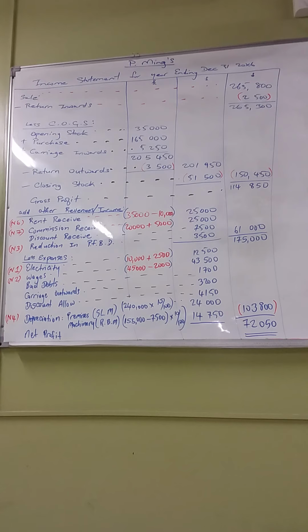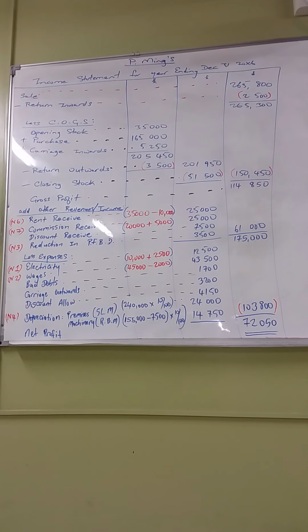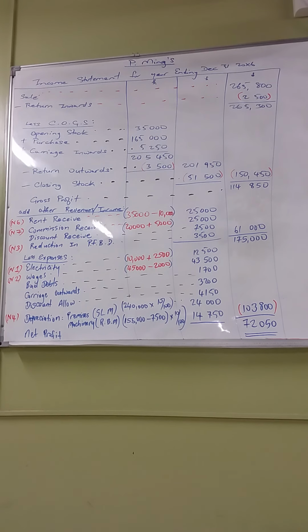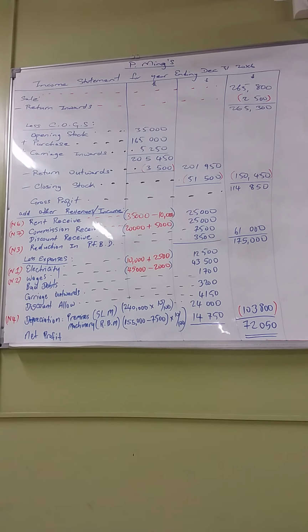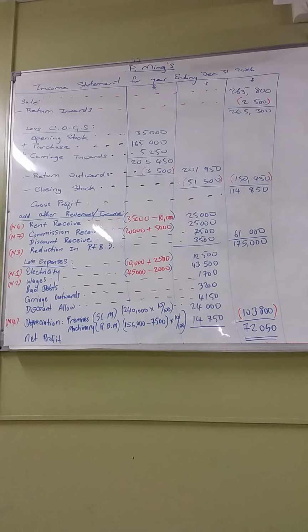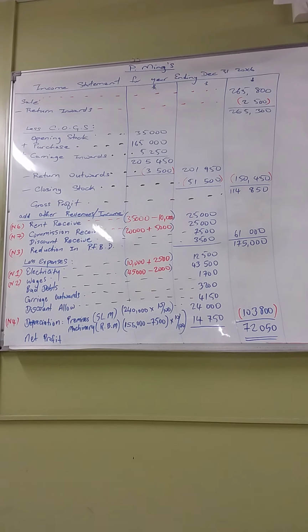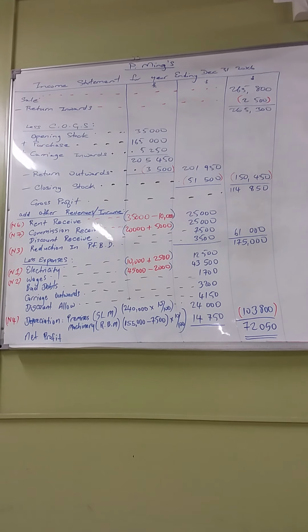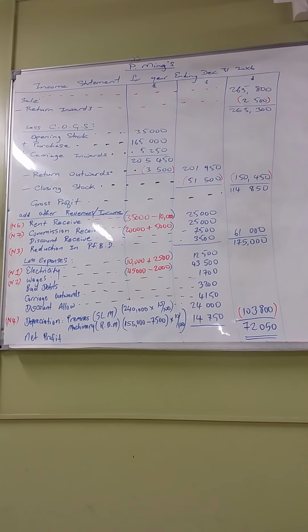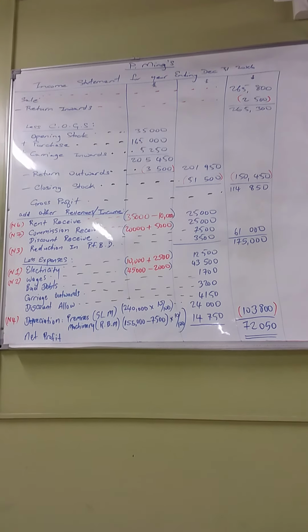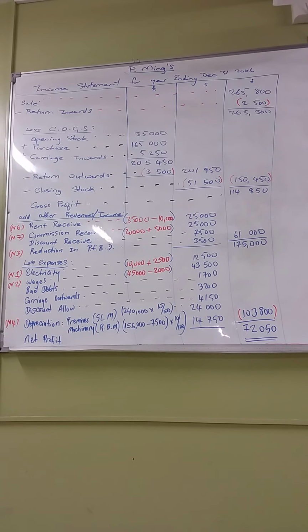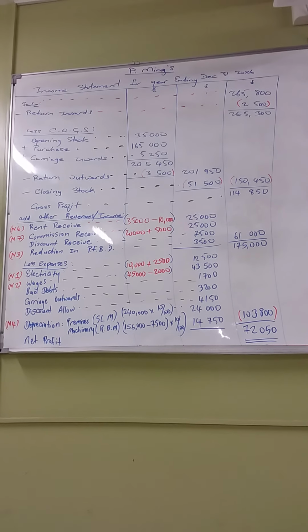Then below we have, in this question, a reduction in provision for bad debts. If you go back and look at the bad debts and provision for bad debts lecture, you'll be able to understand that part. But let me just try to quickly explain it. So, reduction in provision for bad debts. Remember that provision for bad debts is calculated on debtors.